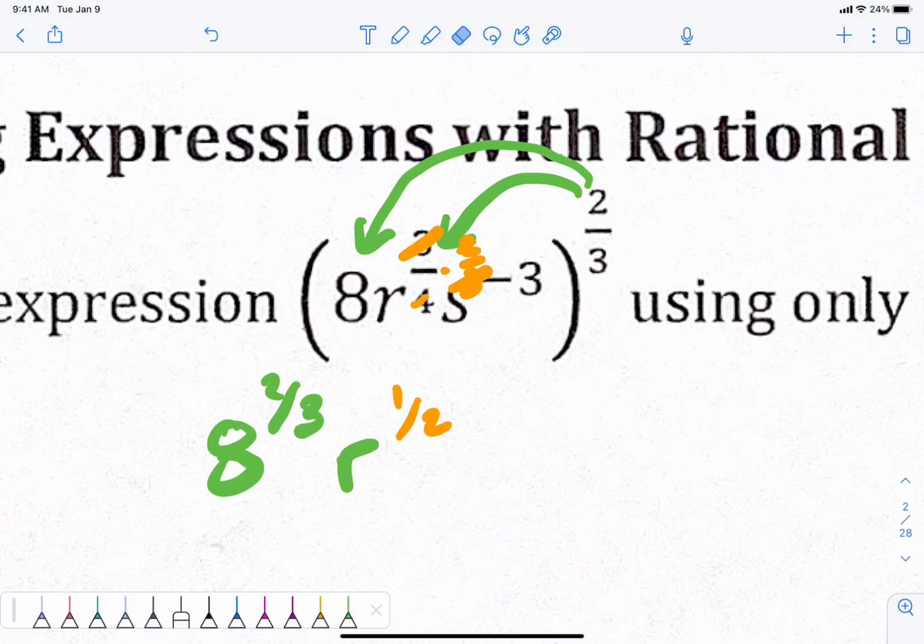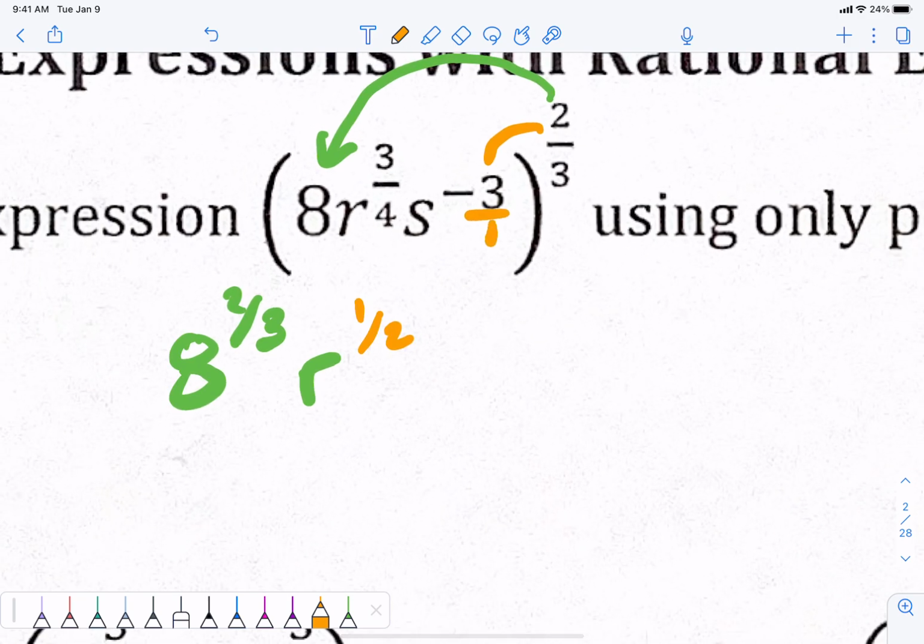Okay, then I have s. I have s to the -3. What's -3 as a fraction? -3/1. So I have -3/1 times 2/3. That's -6/3, so s to the -6/3, which is -2. So 1 over s squared. Okay, let's fix some stuff.